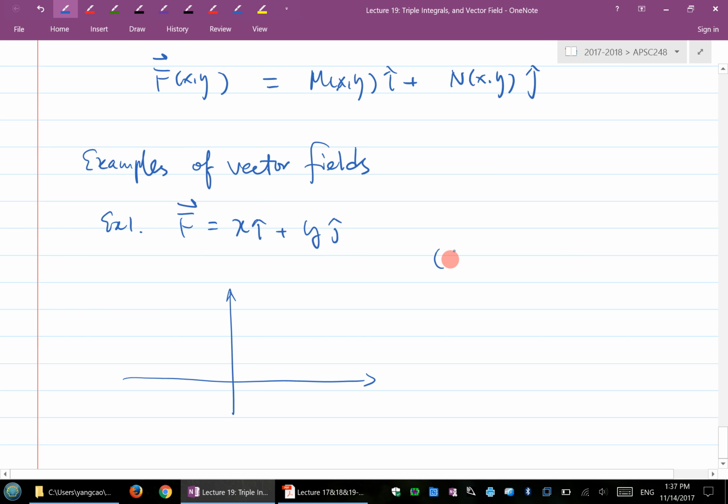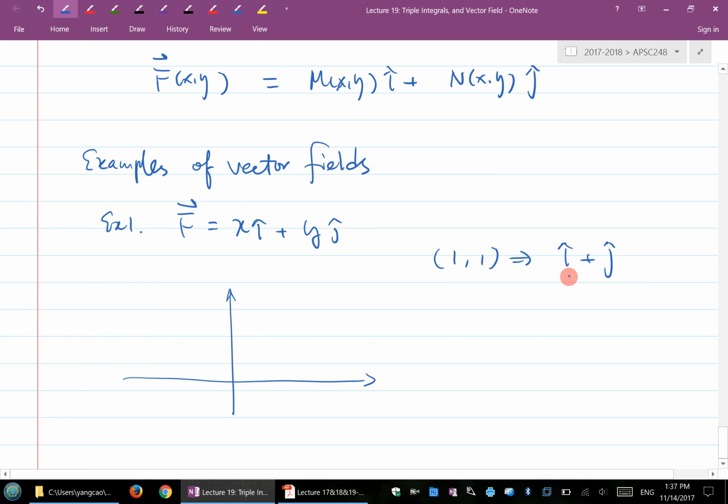So for example, if we plug in 1, 1, we end up with i hat plus j hat, right? Now, if you recall, one of the assignments is to practice sketching the gradient vector, or just a sketch of the gradient vector here.